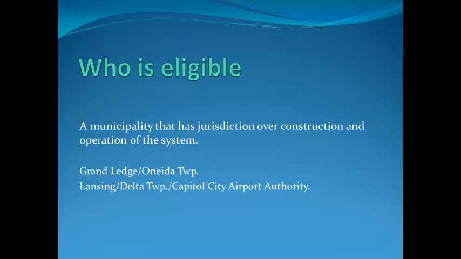Grand Ledge is a second example. Grand Ledge, again, is a service provider like the city of Lansing. They have a treatment facility and they service Oneida Township. Unlike the previous arrangement, Grand Ledge is responsible for all of Oneida Township's collection system costs and billing their customers. So Grand Ledge is responsible for the operation and construction of the system for Grand Ledge and for the operation of Oneida Township.